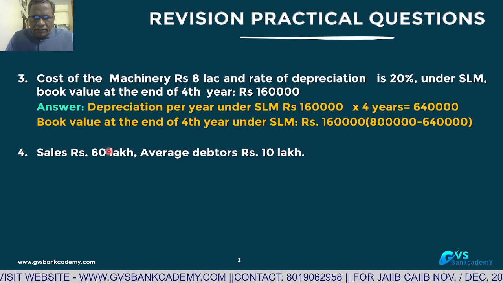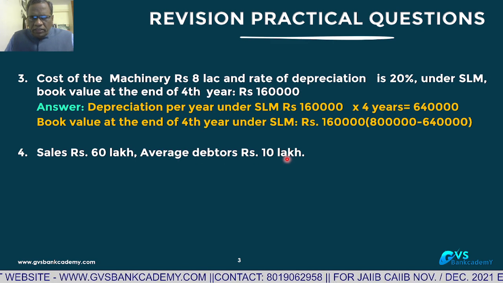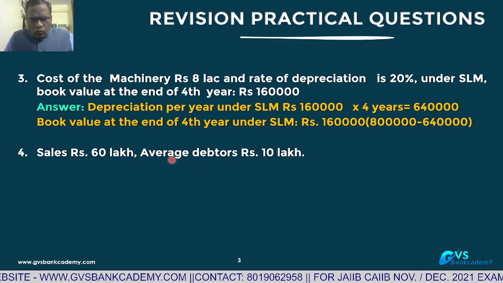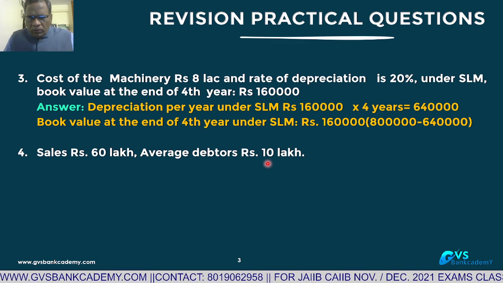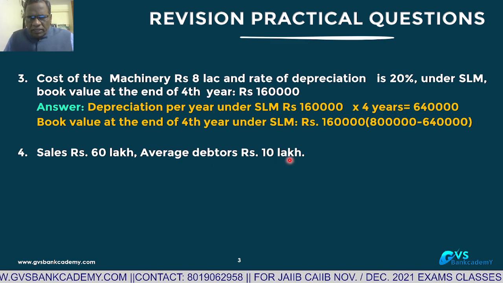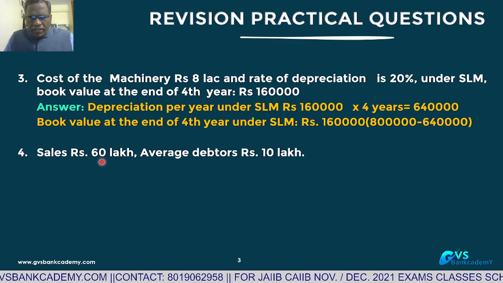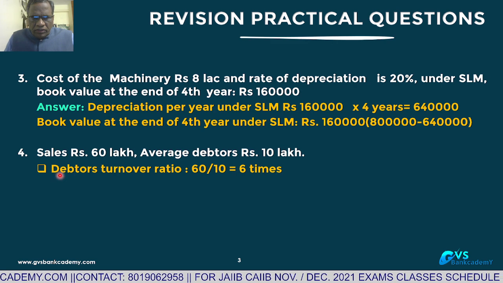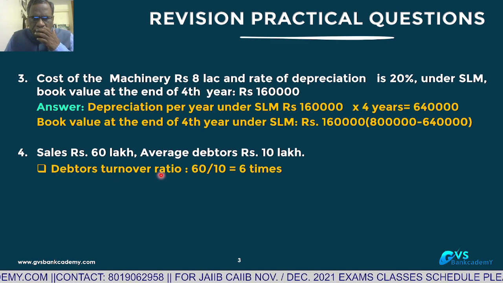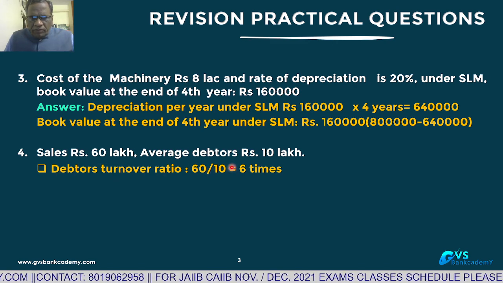Sales 60 lakhs. Average debtors 10 lakhs. Average debtors means opening debtors balance plus closing debtors balance divided by 2, that is average debtors 10 lakhs. Sales 60 lakhs, average debtors 10 lakhs. Calculate the debtors turnover ratio. Debtors turnover ratio is total sales divided by average debtors.